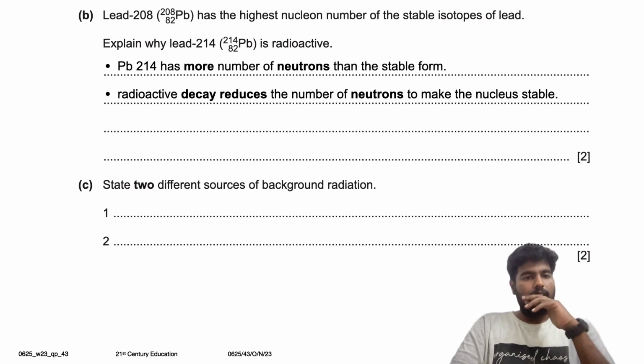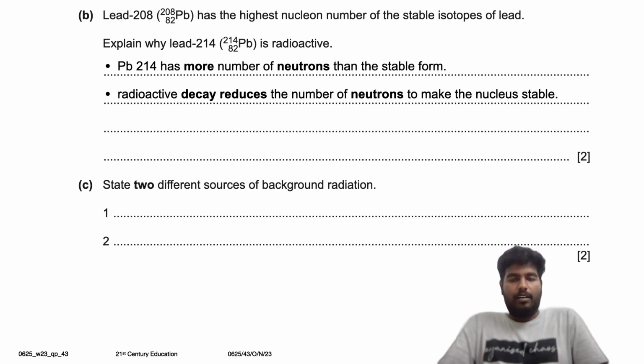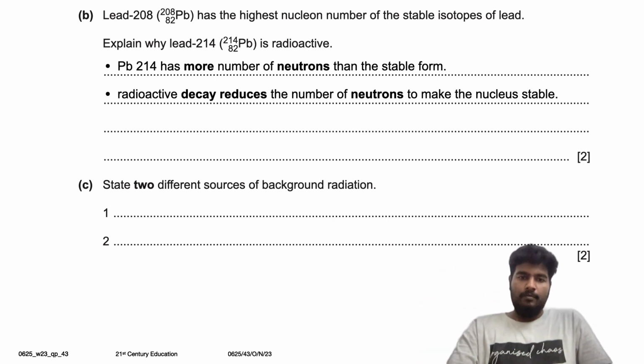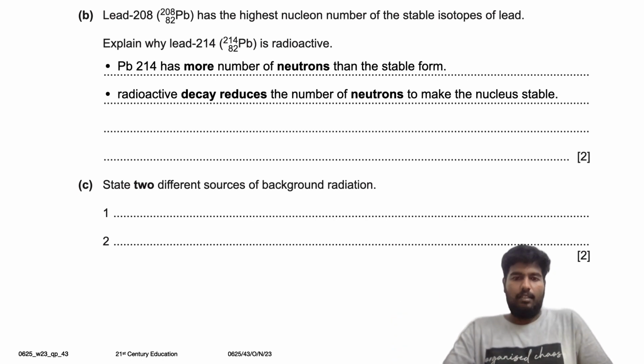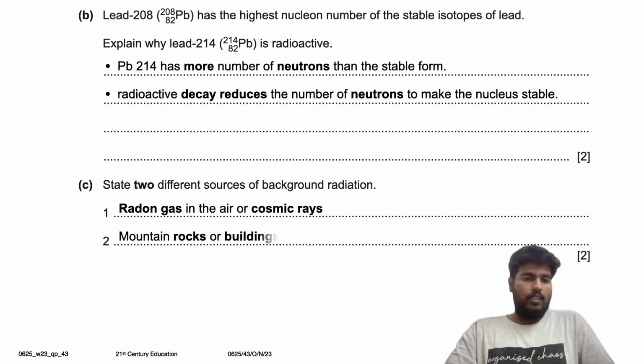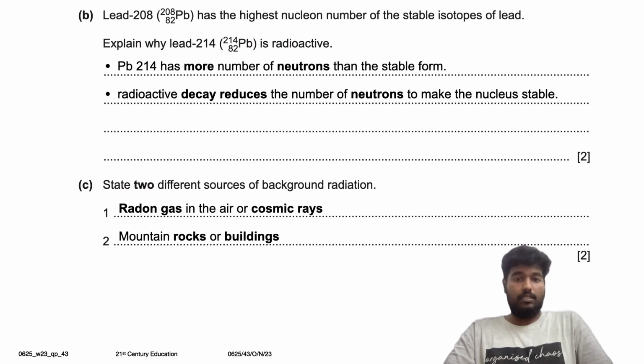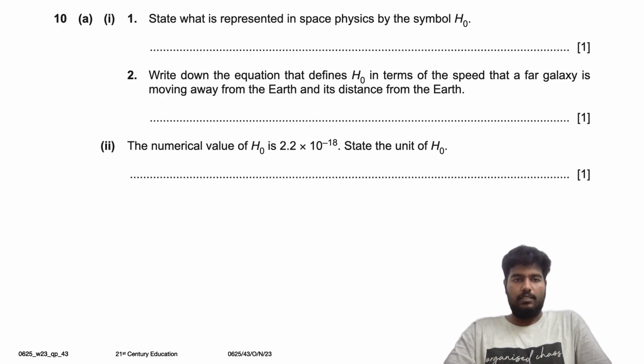That's the idea. State two different sources of background radiation. There are many sources of background radiation, such as cosmic rays, rocks, radon gas. You can mention anything. Even buildings emit radiation, but a very small amount. Okay, next part of the question.